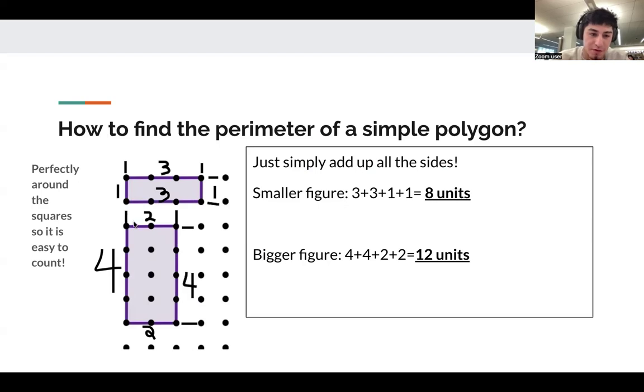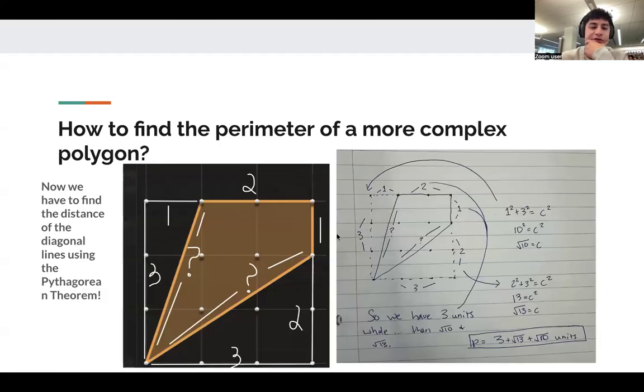And then for the bigger figure, we have a 4 by 2. So we have 4 units, 4 units, 2 units, 2 units. So as you can see here, we just add them up again. We have 4 plus 4 plus 2 plus 2 equals 12 units. Now moving on to the harder complex polygons, we have what we know already, the perfect straight lines, which is 1 and 2. 2 plus 1 is 3. So we already have 3 in our answer, just set up there.